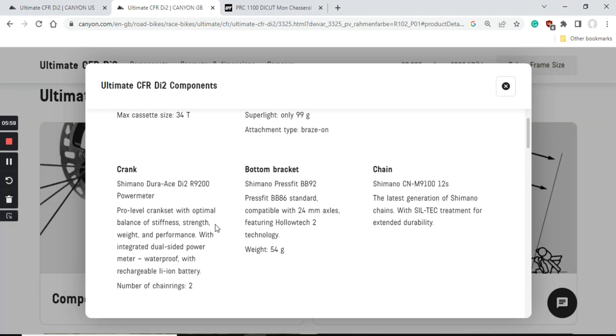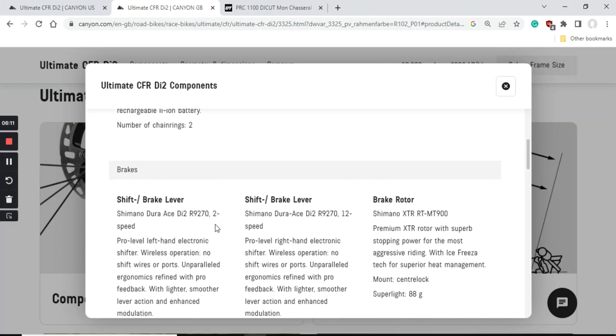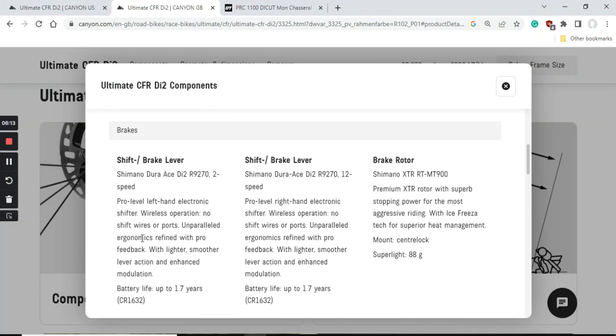So this is the chain from Shimano's mountain bike world. This is the Shimano XTR level chain. Again, the best of the best, creme de la creme that Shimano can do. Absolutely no complaints here. Now let's look at the braking system on this bike.